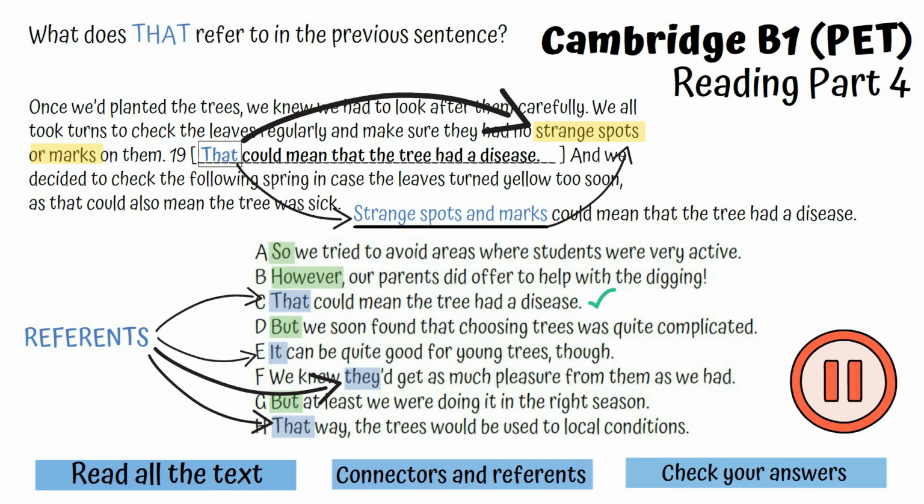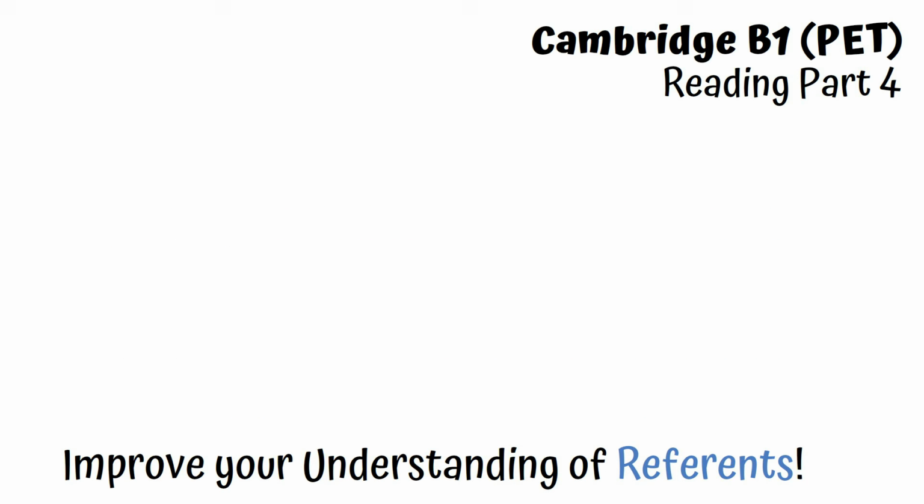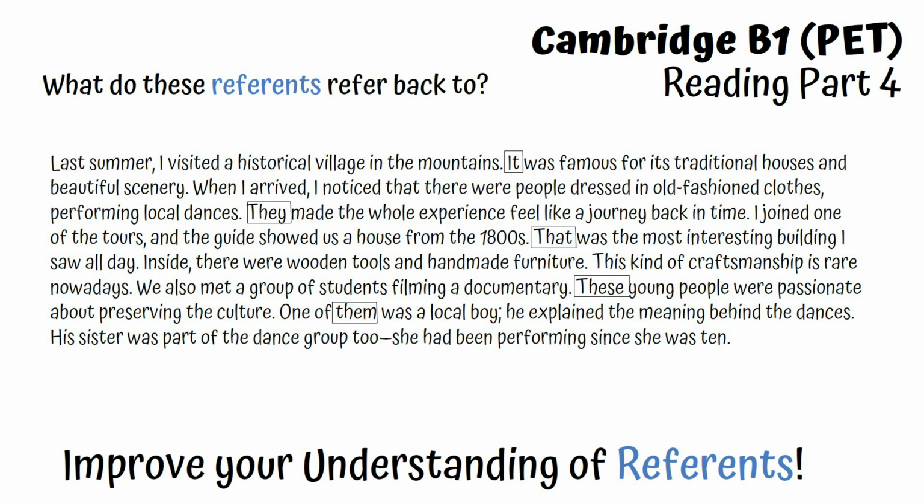Understanding reference and connectors is very important in this part of the exam, so please work on this as much as possible. How can you or your learners improve your understanding of reference? Well, that's easy. Take any B1 level text and circle 5 referents in the text. For example, it, they, that, these, and them. Then ask your learners, what do these referents refer back to? Learners then have to find the answer in the previous sentence.